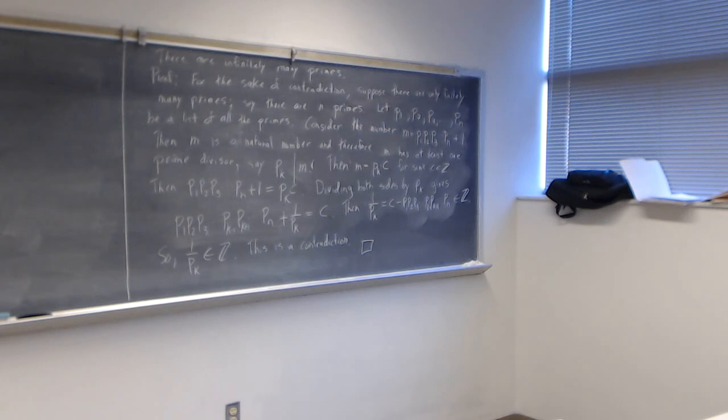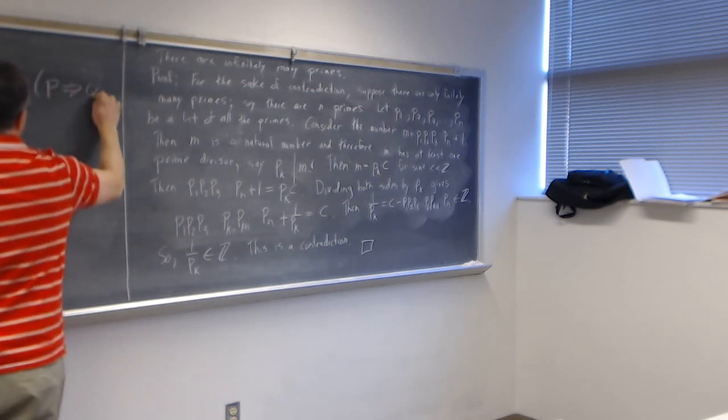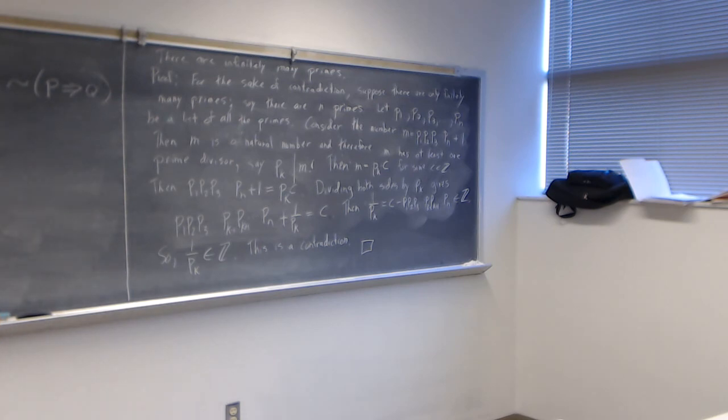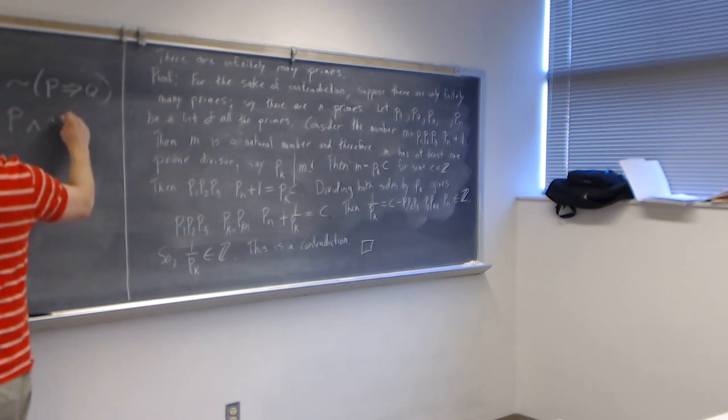So to prove P implies Q by contradiction, we start by assuming the negation of P implies Q is true. But we have shown that the negation of P implies Q equals P and not Q.